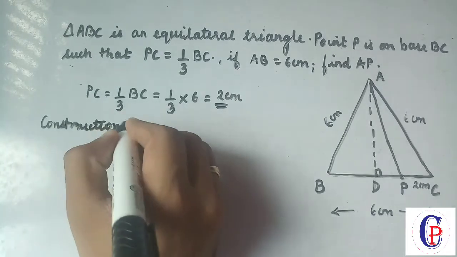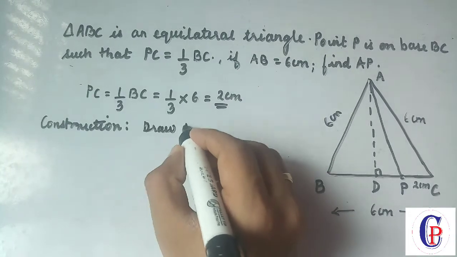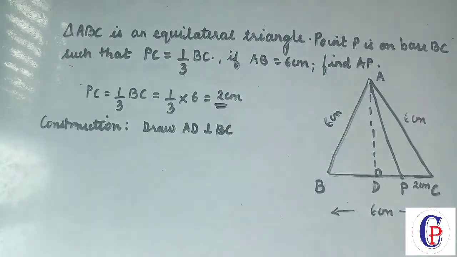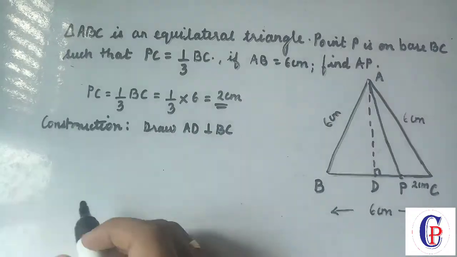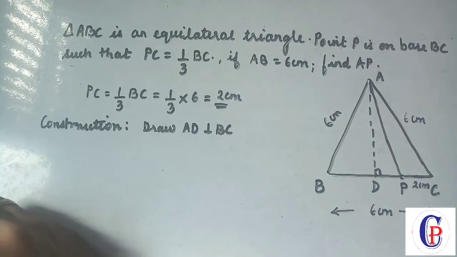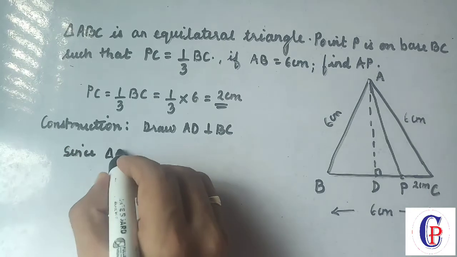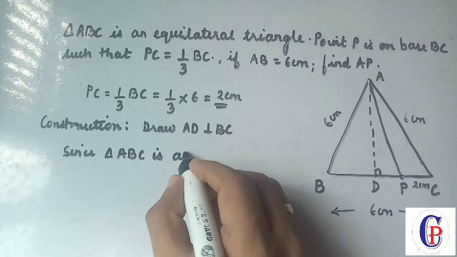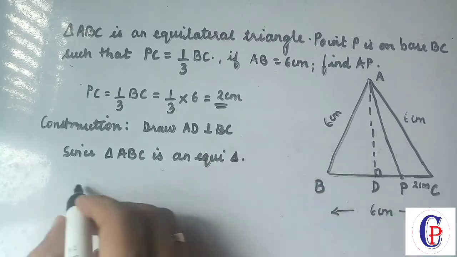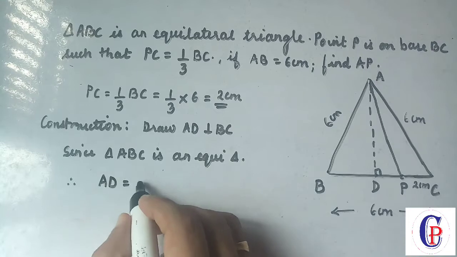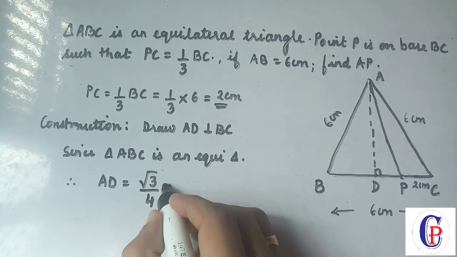In construction, what do we write? Draw AD perpendicular to BC. So of course AD is the altitude. Now you should note that in an equilateral triangle there is a relation between the altitude and the side. Okay, there is a relation between what? The altitude and the side. Since triangle ABC is an equilateral triangle, therefore AD is √3/4 side.